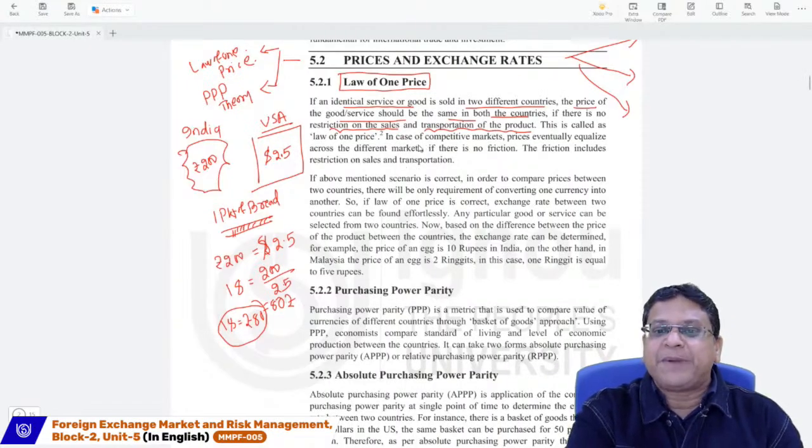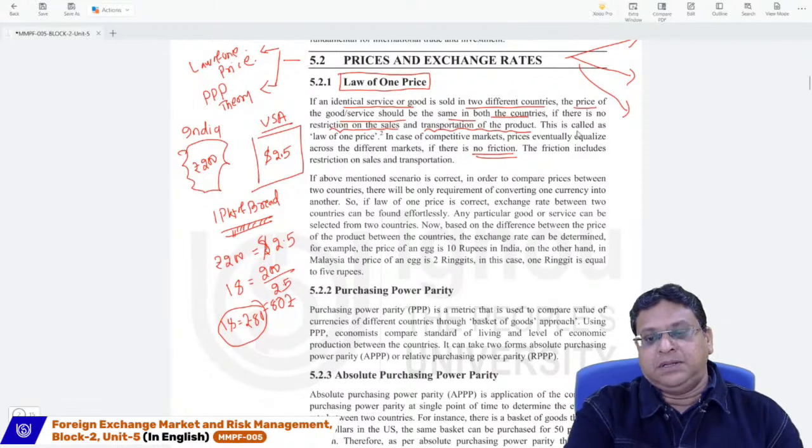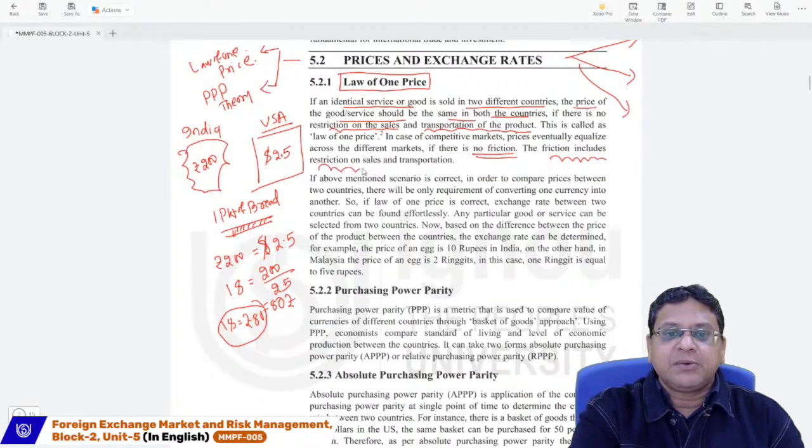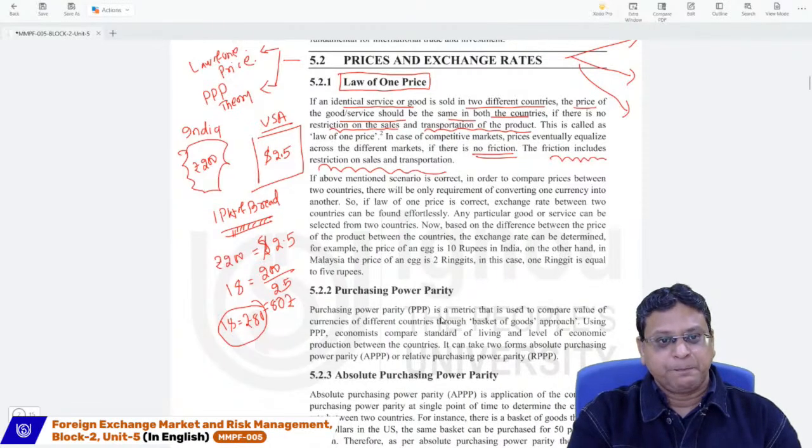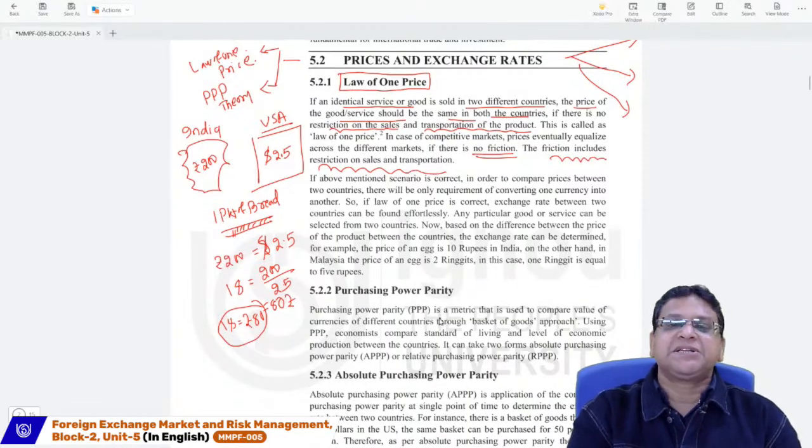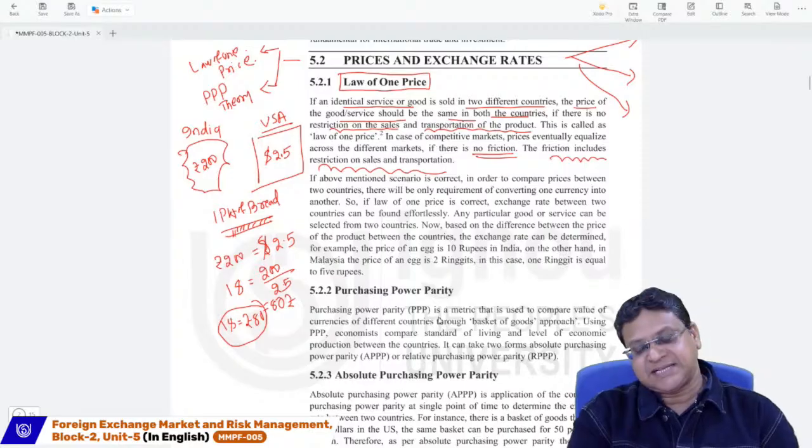So the law of one price holds good if there is no friction in the market. What does friction mean? Friction means restriction. If there are no restrictions in the market, then the law of one price will hold good. So this is the first important law which establishes the relationship between price and exchange rate.